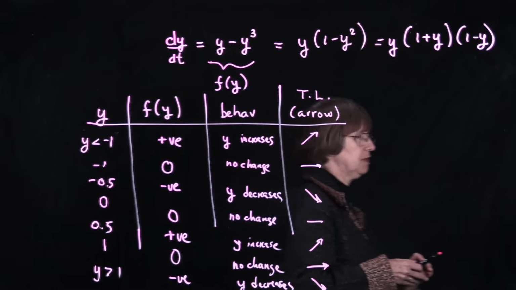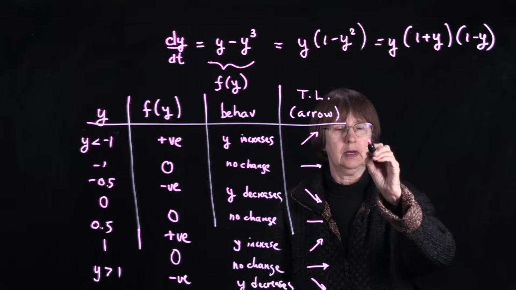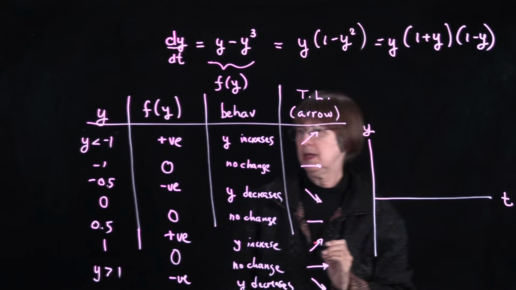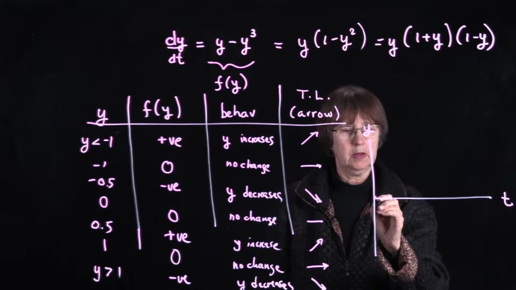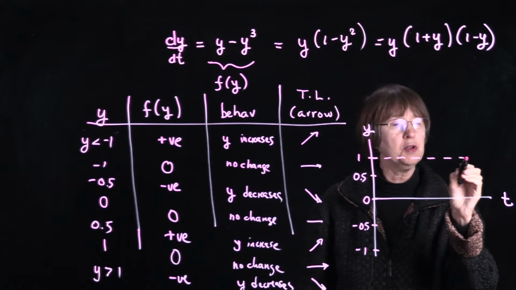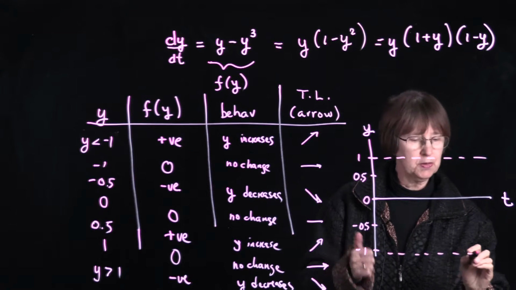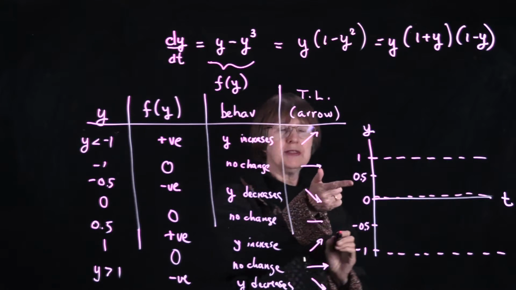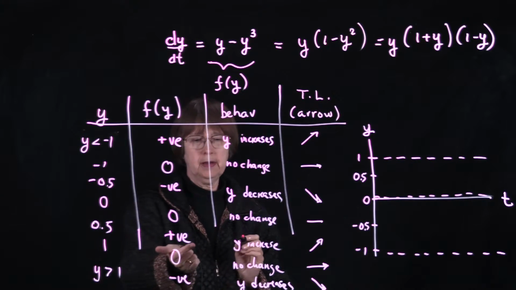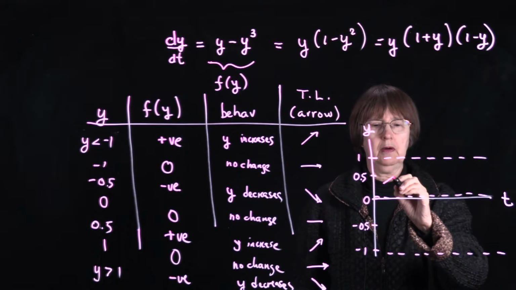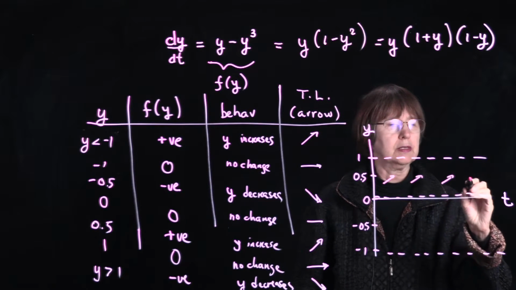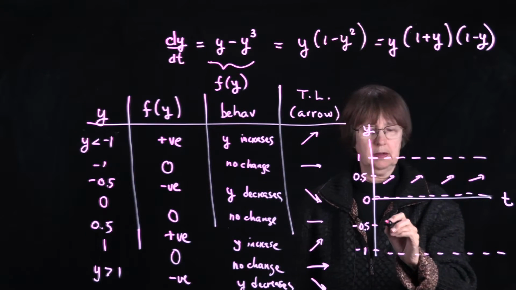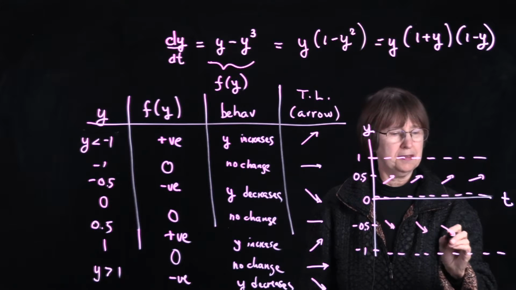Next, we assemble all this information in what we call a slope field diagram. We're going to graph y as a function of t, indicating the information in the table. For the values y equals 1, there's no change. Similarly, for the value y equals minus 1, there's no change. And the same thing goes for y equals 0. Now, what about 0.5? Let's look and see what we've got. y increases, the slope of the tangent lines points up, like so. On the other hand, for y equals minus 0.5, y decreases, things slope downwards. And we draw that this way.